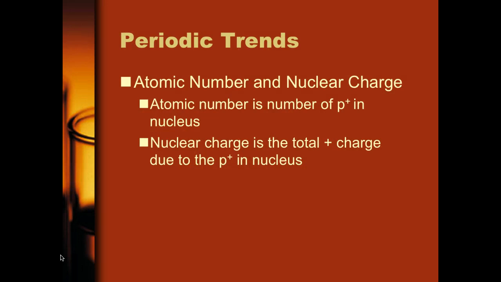When we talk periodic trends, let's start with atomic number and nuclear charge. Reminder, atomic number is the number of protons in a nucleus. And nuclear charge may be a new term for you, but basically it is the total positive charge due to the number of protons in the nucleus. So the nuclear charge of a helium atom is positive 2. The nuclear charge of a carbon atom is going to be a positive 6. How many protons there are?